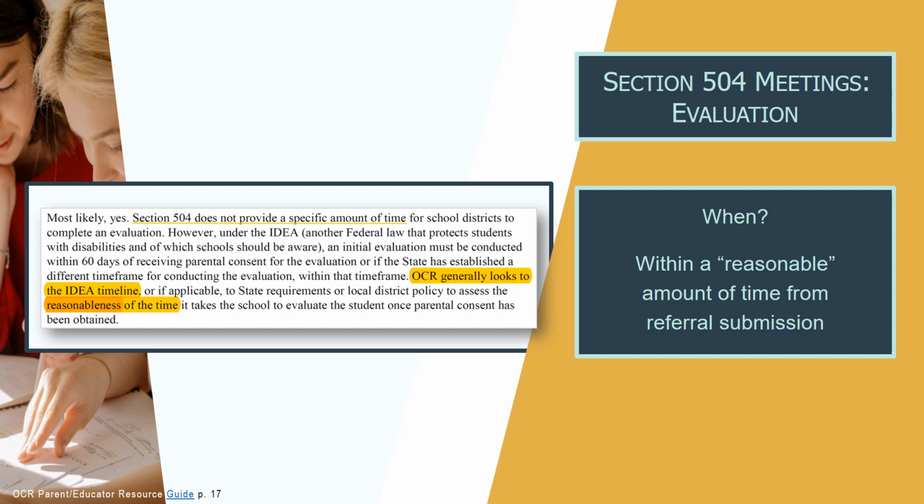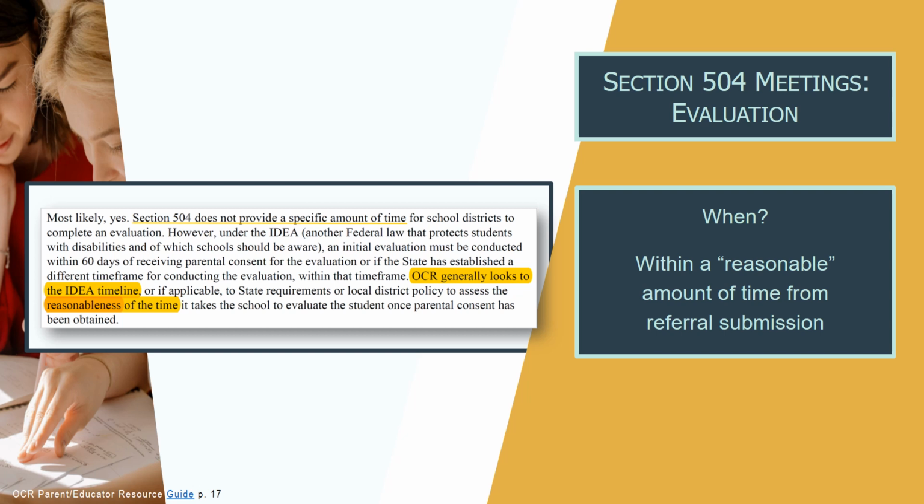So when can an evaluation occur? The federal statute does not provide a timeline for when the evaluation needs to be completed after parental consent is given. The Office for Civil Rights suggests that it be a reasonable amount of time from when the referral for the student was submitted. Most schools follow the same timeline as IDEA, which is 60 days from receiving parental consent. This is not required but would be in compliance with the Office for Civil Rights.